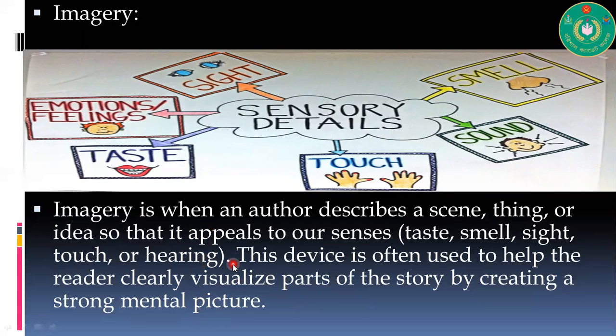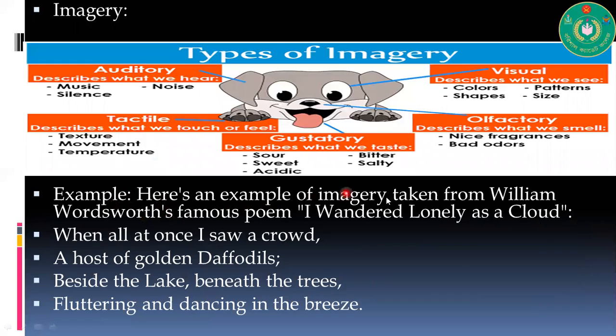So that is imagery. Here is an example of imagery taken from William Wordsworth's famous poem, I Wandered Lonely as a Cloud. "When all at once I saw a crowd, a host of golden daffodils, beside the lake, beneath the trees, fluttering and dancing in the breeze." While you read these lines, the entire events come flashing in front of your eyes. That is imagery. It creates images in your vision.